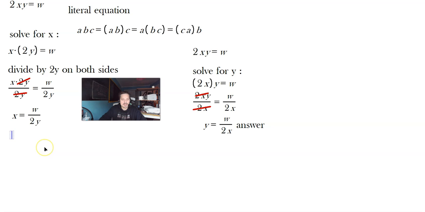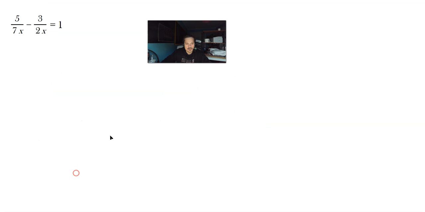Same thing with this one back here. This is also the answer. Let me spell that correctly. Okay, answer. So here we have 5 over 7x minus 3 over 2x equals 1. Okay, so again, 7x and 2x are different. They have different expressions.